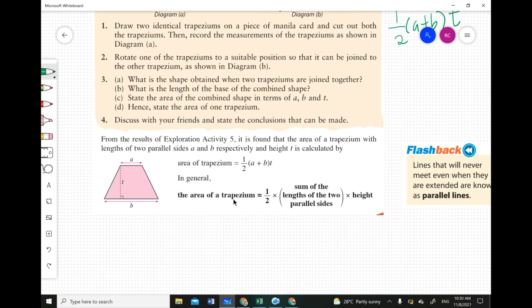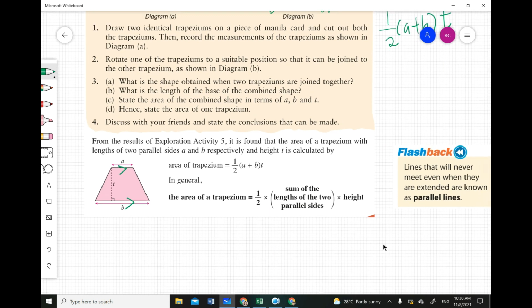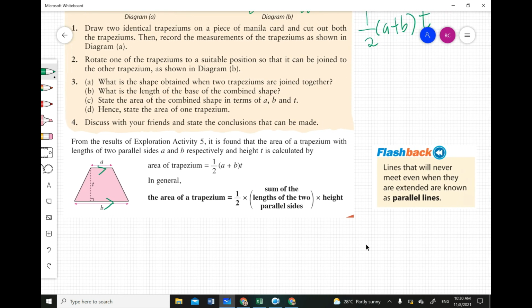Okay, the area of the trapezium is 1/2 times the sum of the length of the two parallel sides. So these are the two parallel sides. Okay, multiply by the height. So we will have 1/2 times A plus B times T. Remember, you add the two parallel sides and you multiply with the T, the height. Okay, so again, this is a flashback for you.